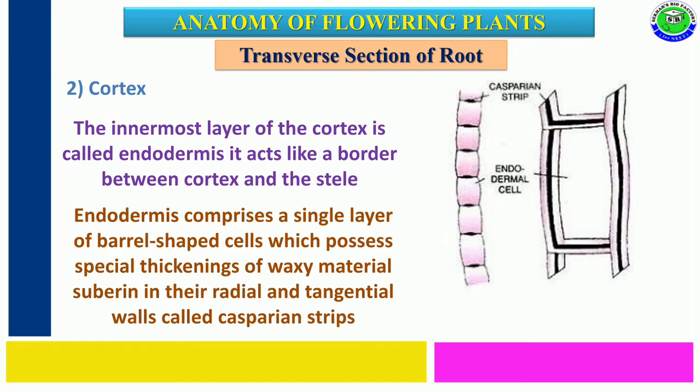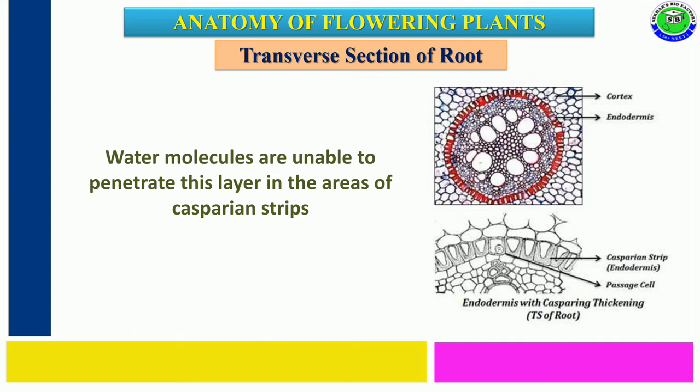The important character of the endodermis is that it is a single layer of barrel-shaped cells, and these barrel-shaped cells have a waxy material called suberin in their radial walls and tangential walls in the form of Casparian strips. The main function of the Casparian strip is that it prevents water entry from the stele to the surrounding cortex.